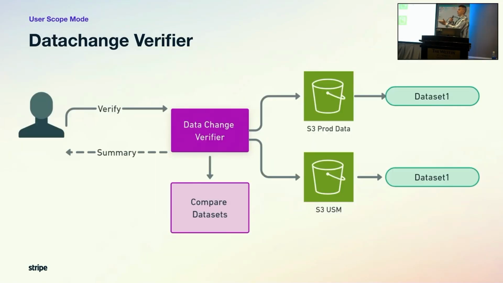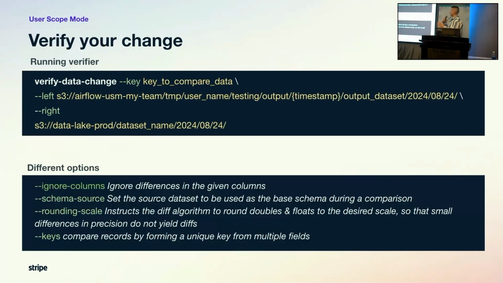So as soon as the run is done, data is ready, and users want to understand how my change is going to affect production data. For this, we have the data change verifier. This is a simple CLI tool which helps our users to compare production data sets and the outputs of their testing USM runs. The CLI tool provides a set of different options which are used by our users. For instance, as you can see in this example, users are able to compare two data sets, the one produced with their run and the one from production, by a specific key.